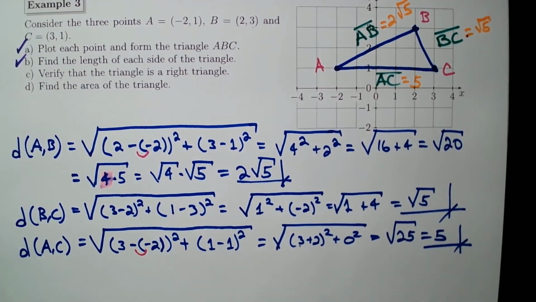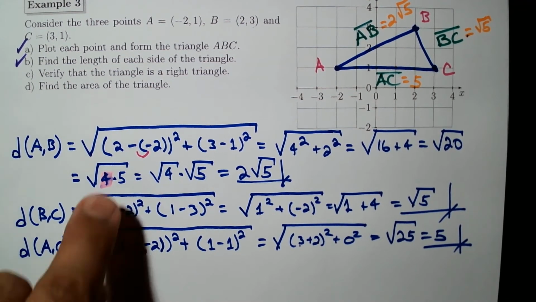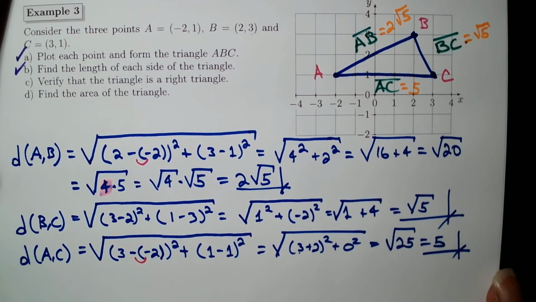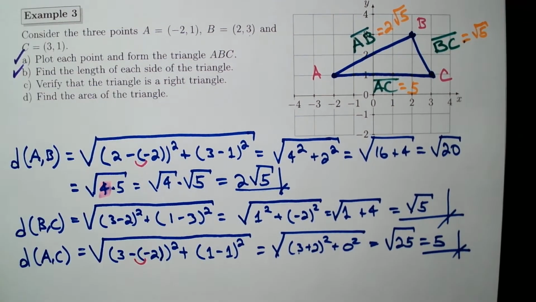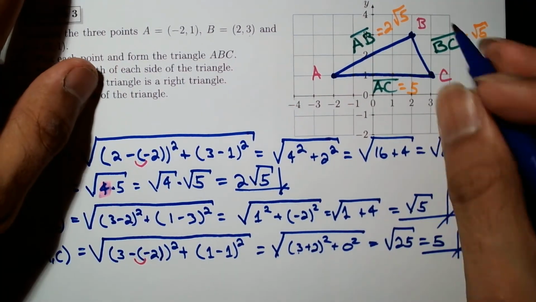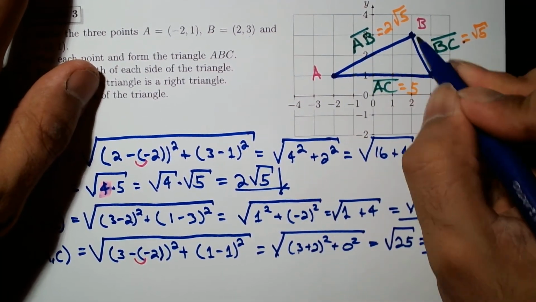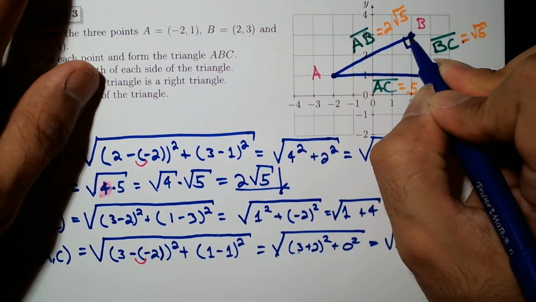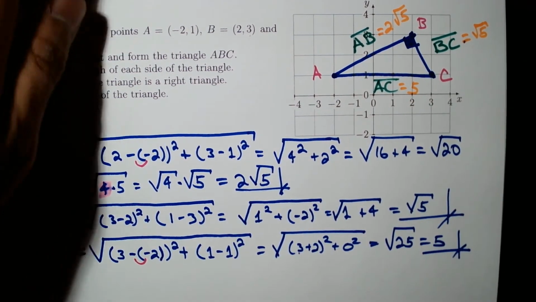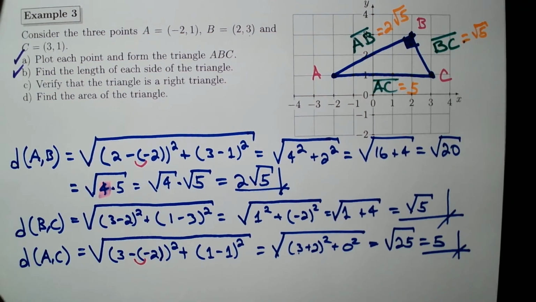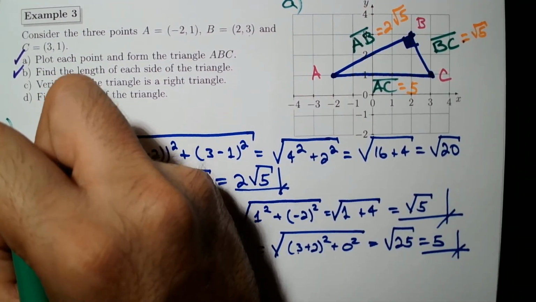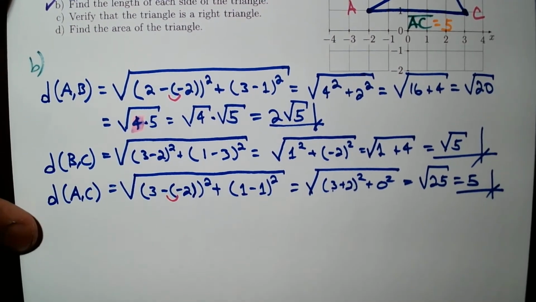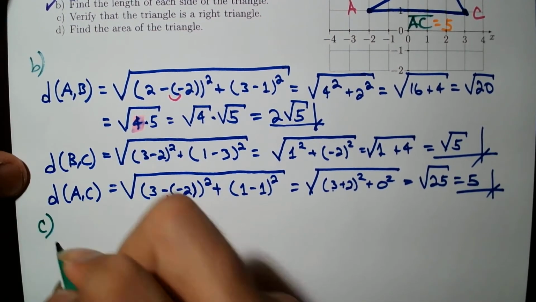Verify that the triangle is a right triangle. And in this case, when they ask this question, it doesn't mean by just looking at the triangle, because if you look at this, indeed, this is a right triangle, because the segments AB and BC form a 90-degree angle, but that's not how we are going to show. So everything here is part A. This is part B. Let's do part C.